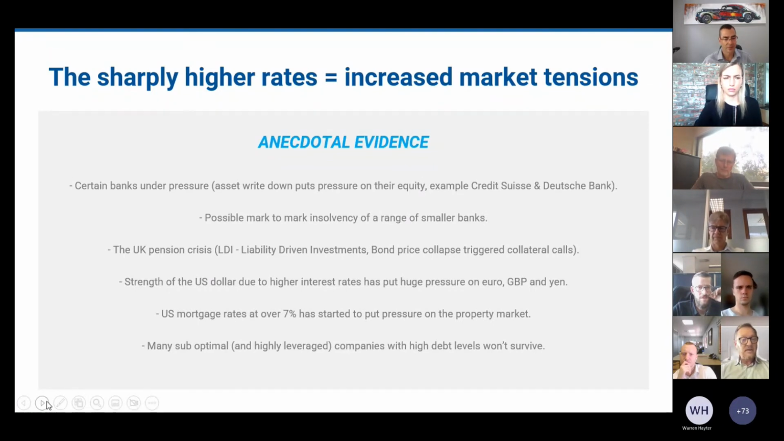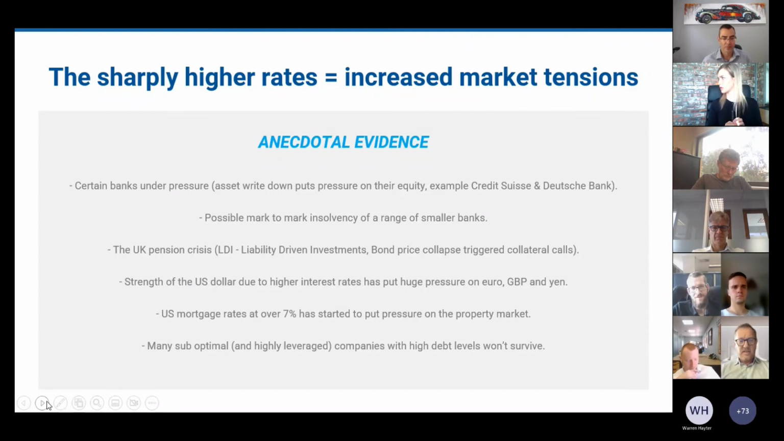There is some talk about a range of smaller banks, not the likes of the Credit Suisses of the world, because you've got a range of banks. There are a lot of smaller banks, which are maybe more regional banks, which suddenly have problems on their balance sheet, where they could potentially run into insolvency issues.